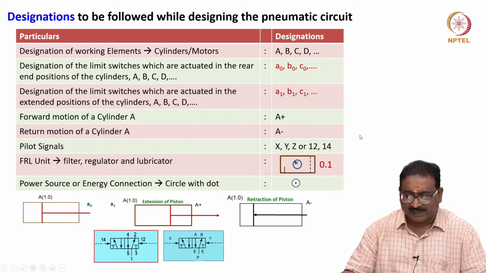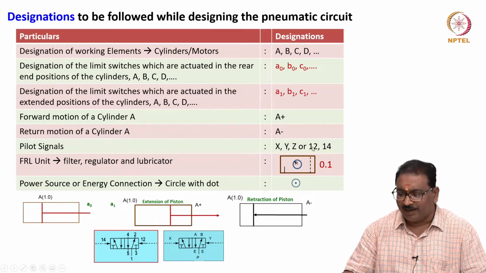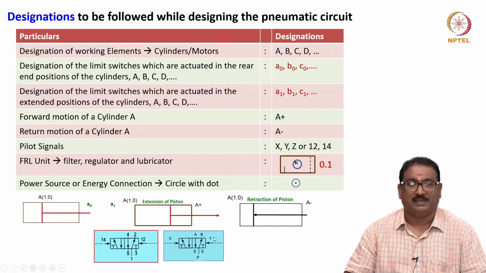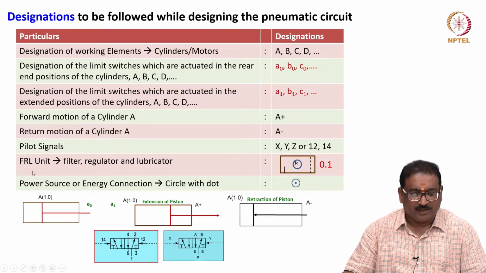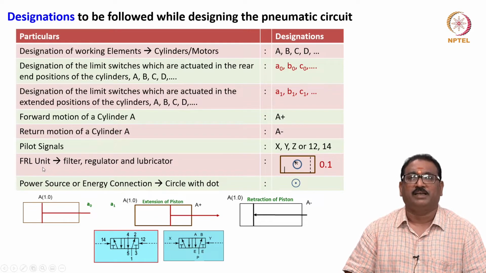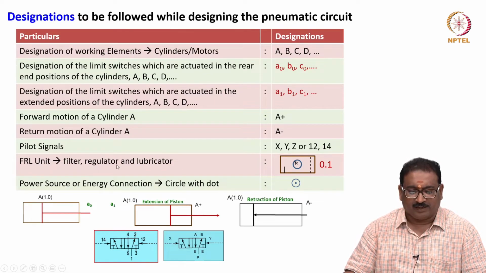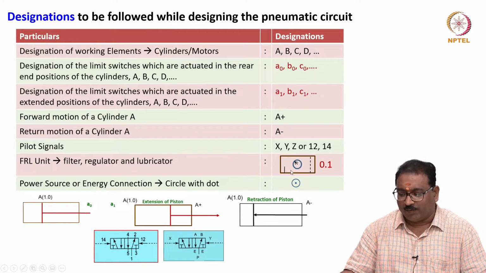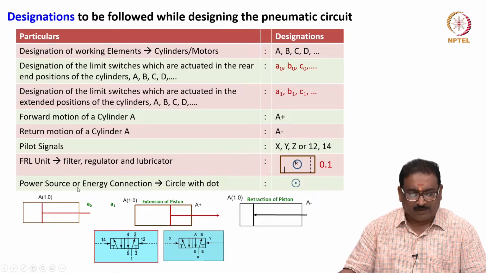Then you will see pilot signals X, Y, Z or the number systems like 12 and 14. Here 12 and 14, or X and Y, are the pilot signals. Also remember, friends, the FRL unit is very, very important in the pneumatic system. The filter, regulator, lubricator unit is represented by a rectangle with a circle with an arrow, then one line and a dotted line, and a point representing the power source or energy connection, the circle with a dot, which you have to show.